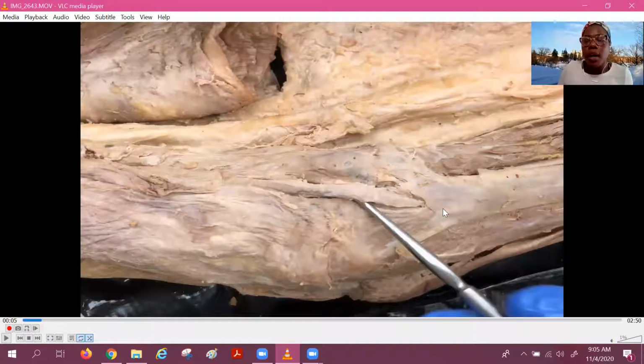All right, here we've got an entirely different view. We're looking at some of the posterior structures. So this is the humerus and arm, and here's the forearm. And here's a posterior view of the elbow joint.